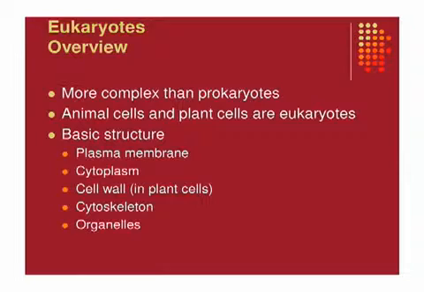Okay, this next slide, we're going to briefly take a look at eukaryotes. So as we said before, they are a lot more complex than prokaryotes. They are included in animal cells and plant cells. The basic structure consists of a plasma membrane, a cytoplasm, a cell wall, which is only found in the plant cells, not typically in animals, the cytoskeleton, and the organelles.